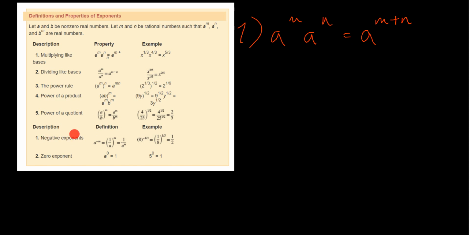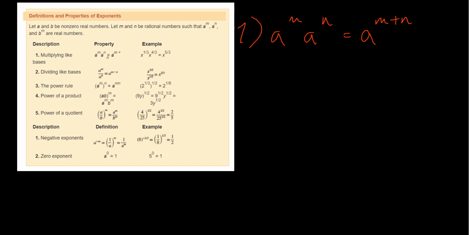And then negative exponents, of course, we've talked about that. We've had problems like that before. If we have a negative exponent, then it goes from the numerator to the denominator, and vice versa. And a to the 0 is equal to 1. So anything raised to the 0th power is equal to 1.